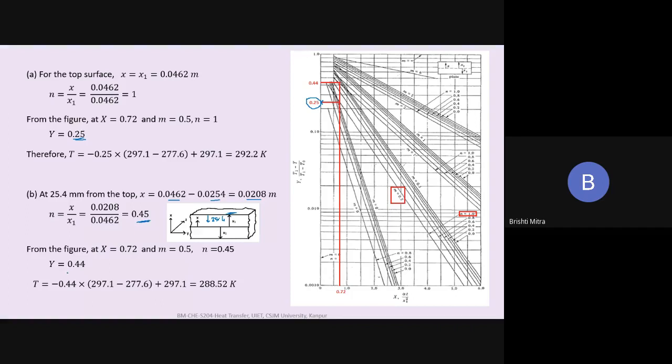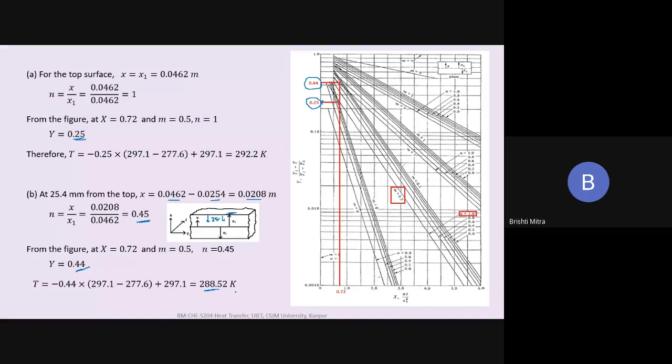So again, my Fourier number has not changed. It is still 0.72. So from this value of Fourier number, I go up again out here. And what has changed is that my m value has not changed, but my n value has changed. So we have to go to the new line of n equal to 0.45 and find out the value of y, which is 0.44. We find the value of 0.44 out here. And this gives me the temperature at the distance of 25.4 millimeter as 288.52 Kelvin.